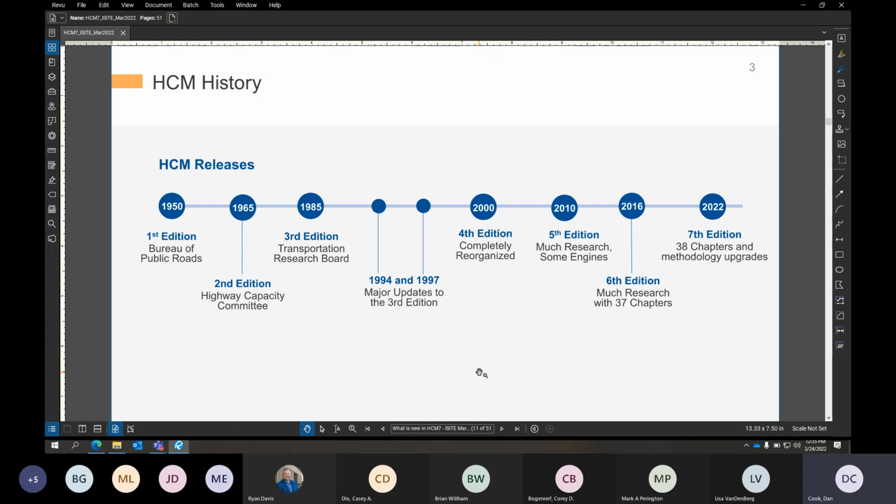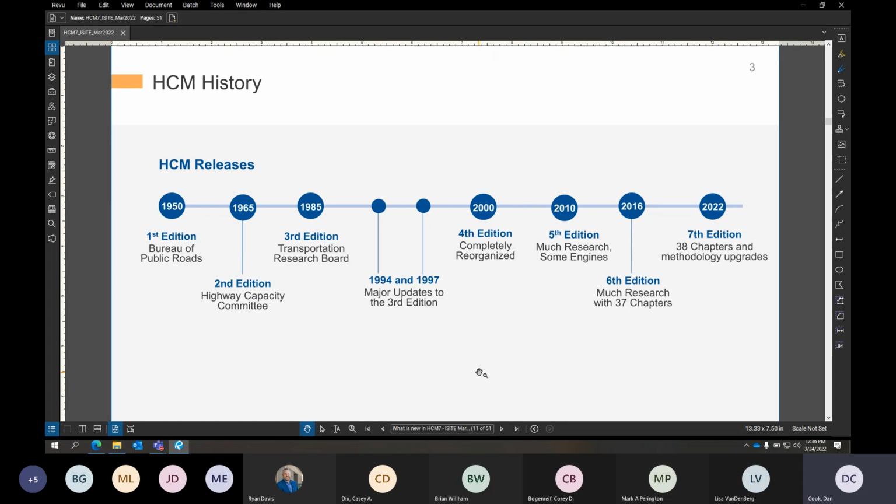I talked a little bit about the 6th edition that was released in 2016. This just gives a little history of the Highway Capacity Manual. I myself have not seen a copy from before 2000, but there are still people active on the committee that were involved with coming out with the 3rd edition in 1985. So it's always interesting hearing their perspective on things. But the 1st edition came out in 1950 from the Bureau of Public Roads.